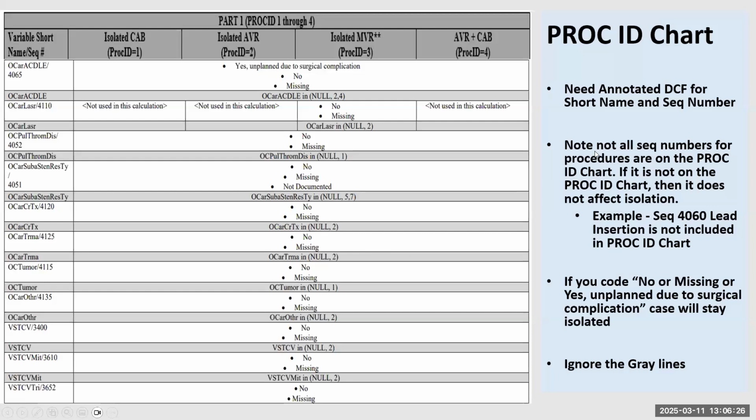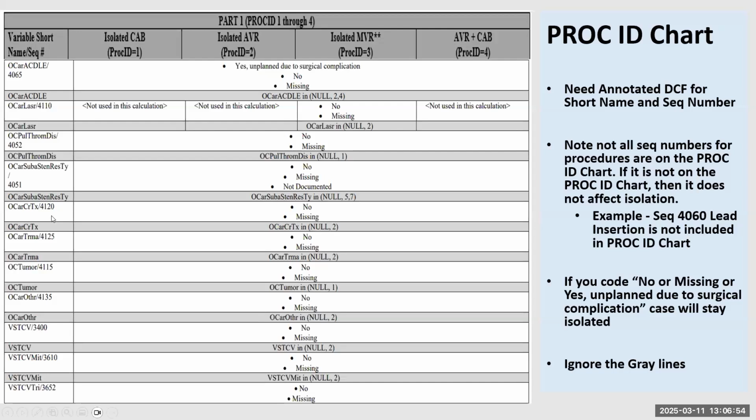The other important thing I want you to know is not all the sequence numbers for all the procedures are on the PROC ID chart. So if you are doing a procedure like a lead insertion, sequence 4060, and you search it in here and it doesn't exist, then it does not affect your isolation at all, okay? So keep that in mind.